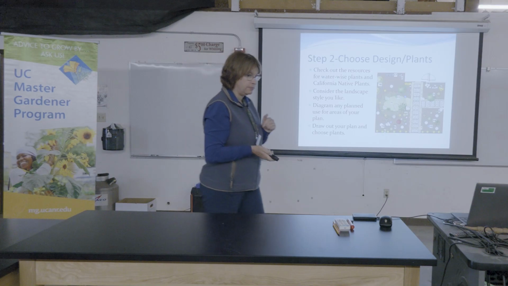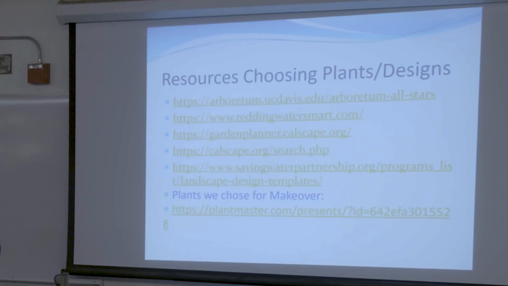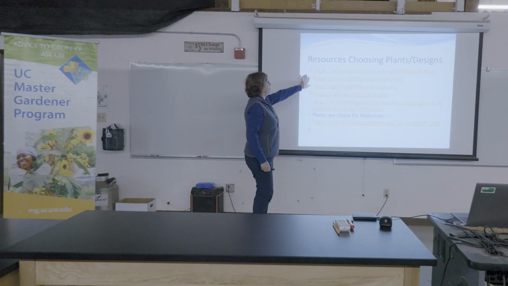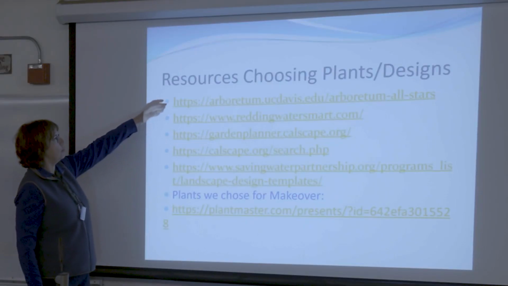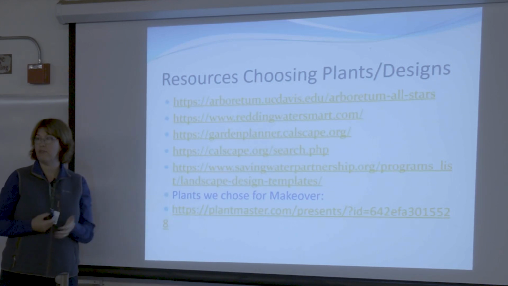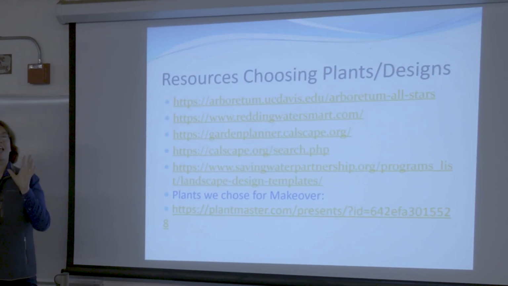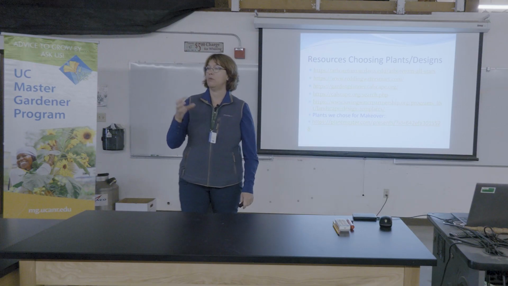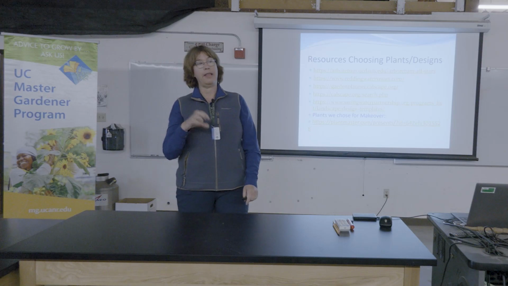And then here's a lot of different resources on things that you can choose. And I'm not going to go through all of these, but I want to show you a couple of them. So I will stop and show you a couple. There's a couple of different things here. So the Arboretum at UC Davis has a list of Arboretum All-Stars that they have trialed all over California. Redding was actually one of those trial sites for their plants.